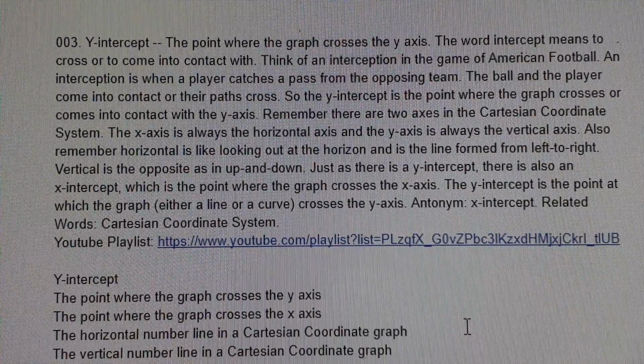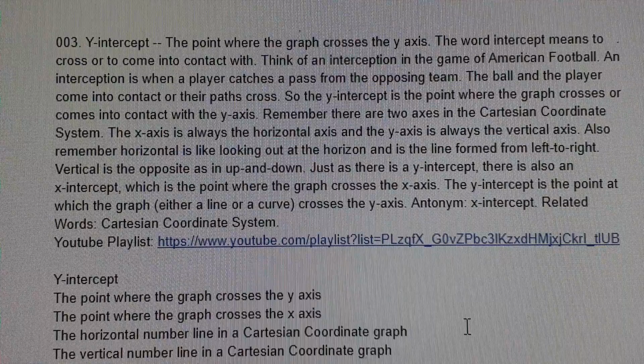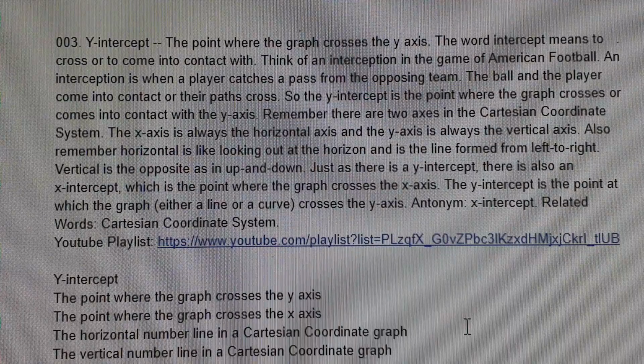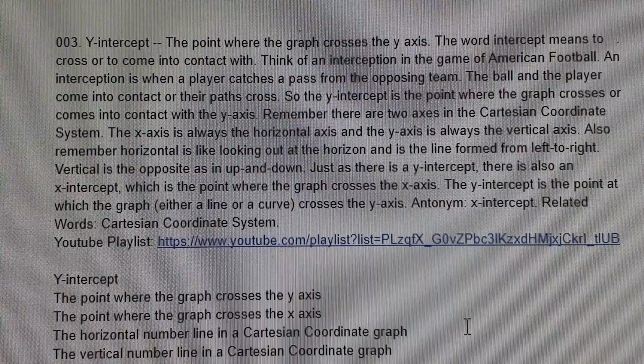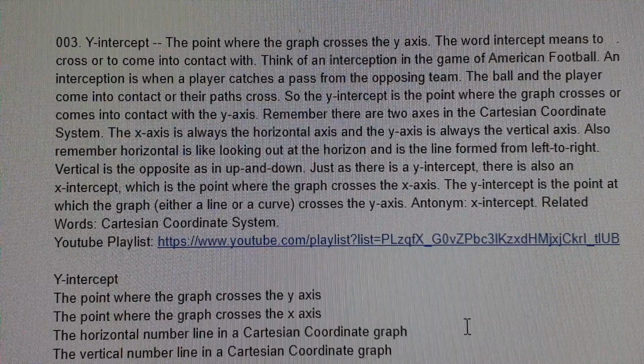Y-intercept. The point where the graph crosses the y-axis. The word intercept means to cross or to come into contact with.